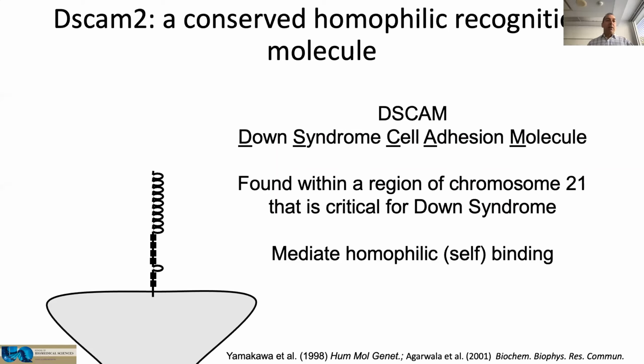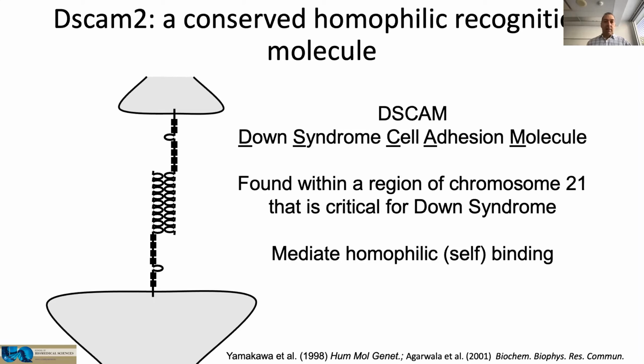My lab's been focusing on a gene called DSCAM2. DSCAM stands for Down syndrome cell adhesion molecule. It was originally identified on human chromosome 21 within a region that's critical for Down syndrome. These proteins are conserved from lower vertebrates all the way up to humans. There are 2 human genes, there are 4 fly genes, and so far all of them have been shown to mediate homophilic binding. These are expressed on the surface of neurons and have been shown to have important developmental roles in mice, flies, and fish.